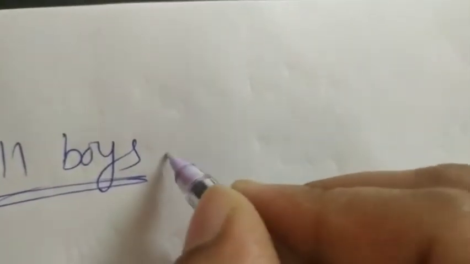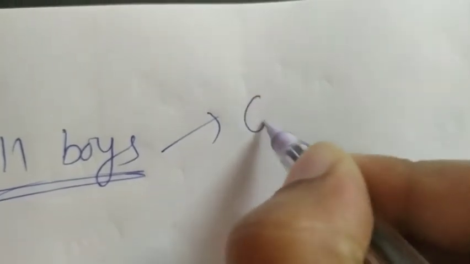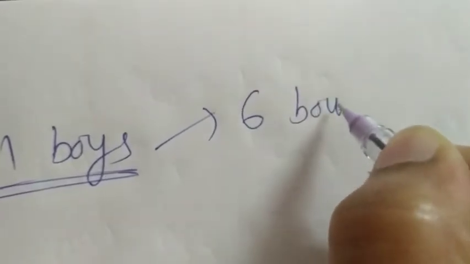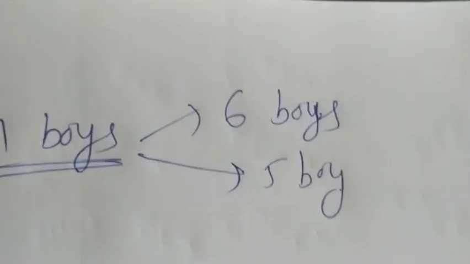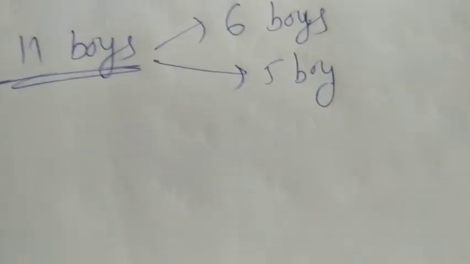Now there is a question: how many groups of 11 boys? In total we have 11 boys. How many ways can they be divided into two groups, where in the first group we have 6 boys and in the other group we have 5 boys? We are given that we have a total of 11 boys and we are to make two groups.